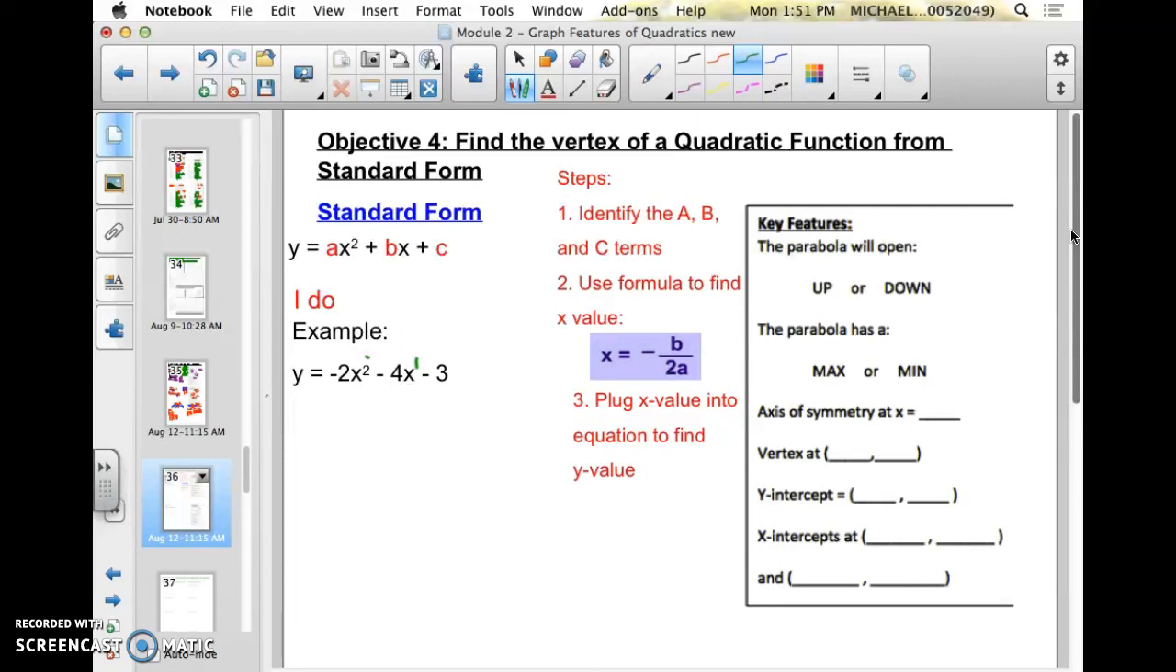In order to find a vertex in standard form, the first step I'm going to take says to identify the a, the b, and the c terms. So I'm going to write my first step, and this is an important skill to have in this module and the next module when you start to solve quadratic functions as well. And since it is in standard form, it's pretty straightforward. My a term is the first coefficient listed. In this case, it's negative 2. My b term is the second coefficient listed.